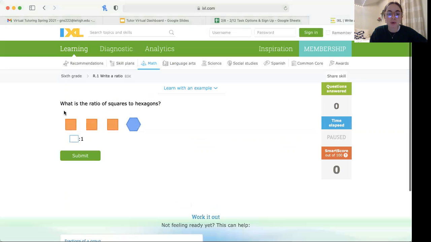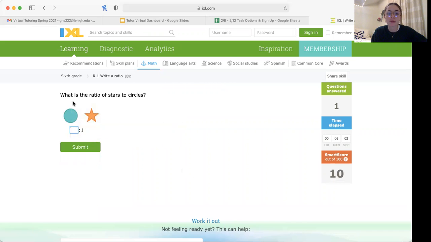So now we will do a practice. It says, what is the ratio of squares to hexagons? We count the squares. There's 1, 2, 3 squares. And since that is the first word written, that goes in the first spot. 3, and the hexagons is already written.